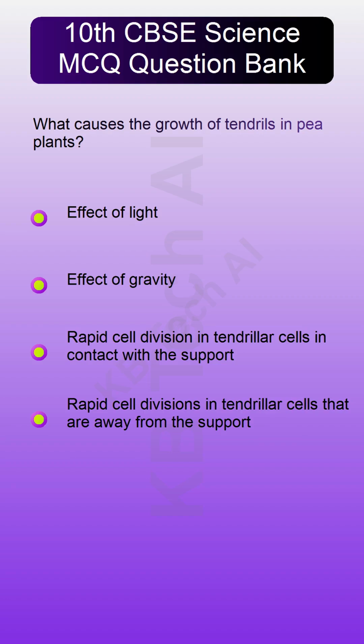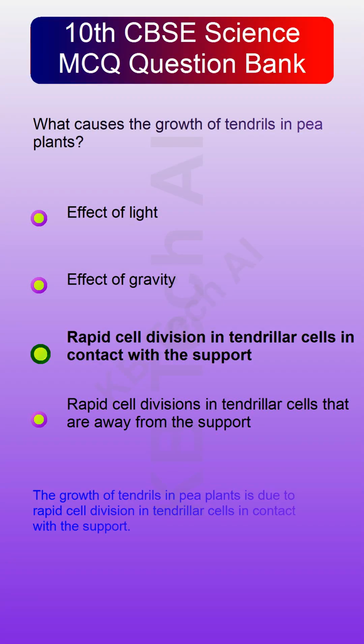What causes the growth of tendrils in pea plants? Option 1, effect of light. Option 2, effect of gravity. Option 3, rapid cell division in tendriller cells in contact with the support. Option 4, rapid cell divisions in tendriller cells that are away from the support. The answer is Option 3, rapid cell division in tendriller cells in contact with the support.